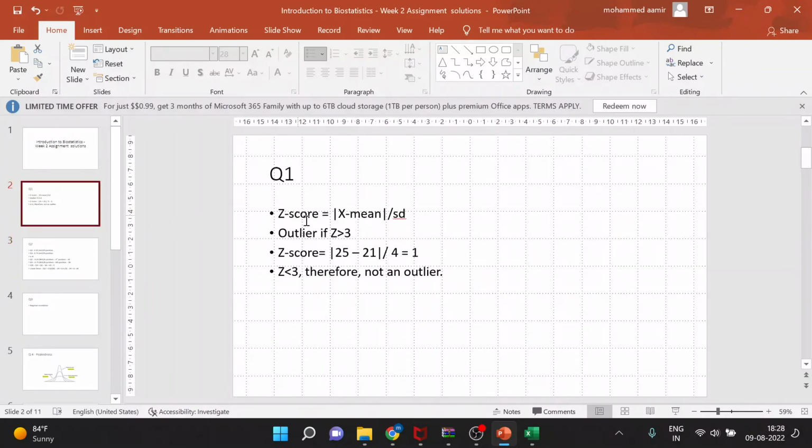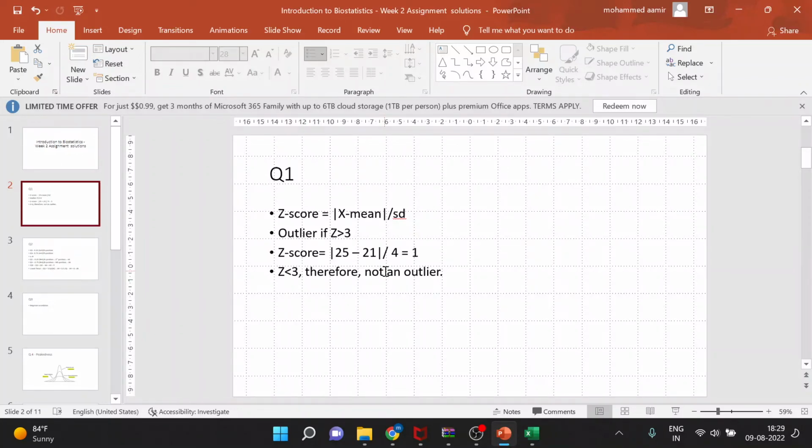So question 1, you need to calculate whether some given point is an outlier or not. For that, you first need to calculate a z-score, which is x minus mean divided by standard deviation. And if that z-score is greater than 3, it means it's an outlier. The given value of x is 25, the mean is 21 and the standard deviation is 4. So you'll get a z-score of 1 if you substitute all the values in that formula. It's less than 3, so therefore it's not an outlier.